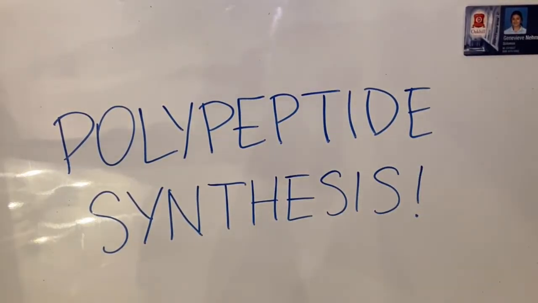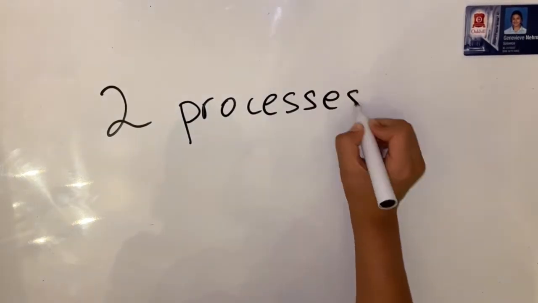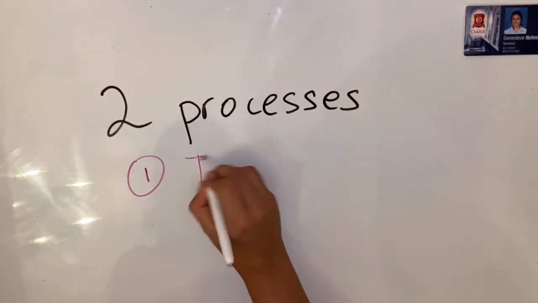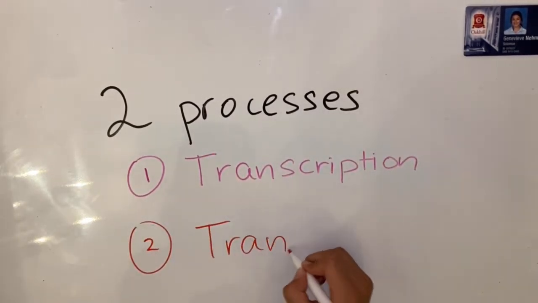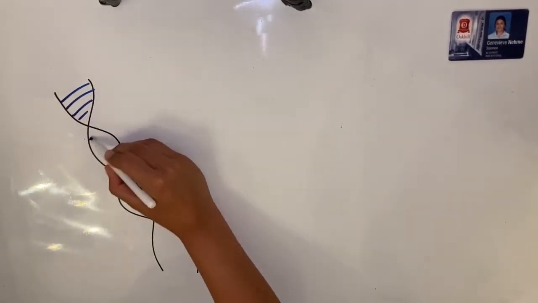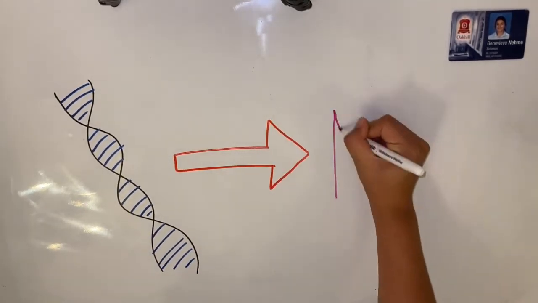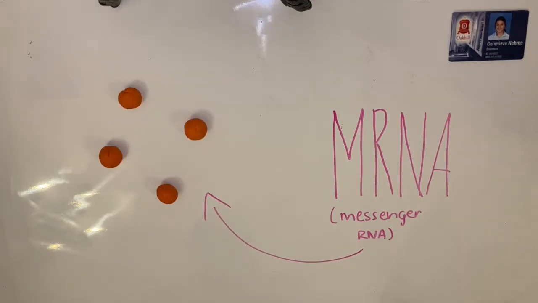Polypeptide synthesis. What is this process and how does it work? To put it simply, there are two key steps to polypeptide synthesis: transcription and translation. Transcription is the process of making an mRNA copy of a DNA sequence. This mRNA molecule is then used to assemble amino acids, forming polypeptide chains, which creates the second part of the process known as translation.